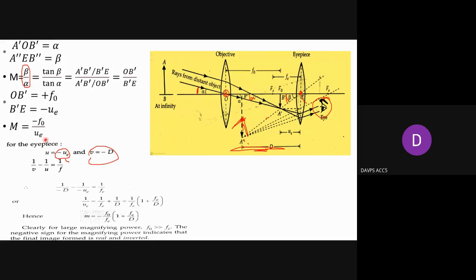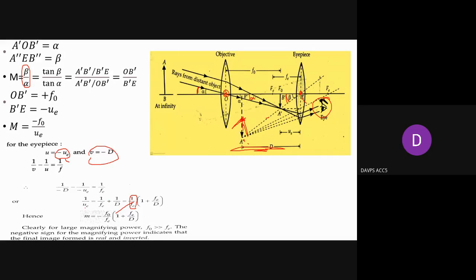And you come to the magnification, because magnification equals minus f naught into 1/ue. So in place of 1/ue, you have to put 1/fe into (1 plus fe/d). This is the magnification that you are finding. You look at the magnification diagram here, and this is the magnification. You should not be confused by that. In place of this 1/ue, I am substituting this value.